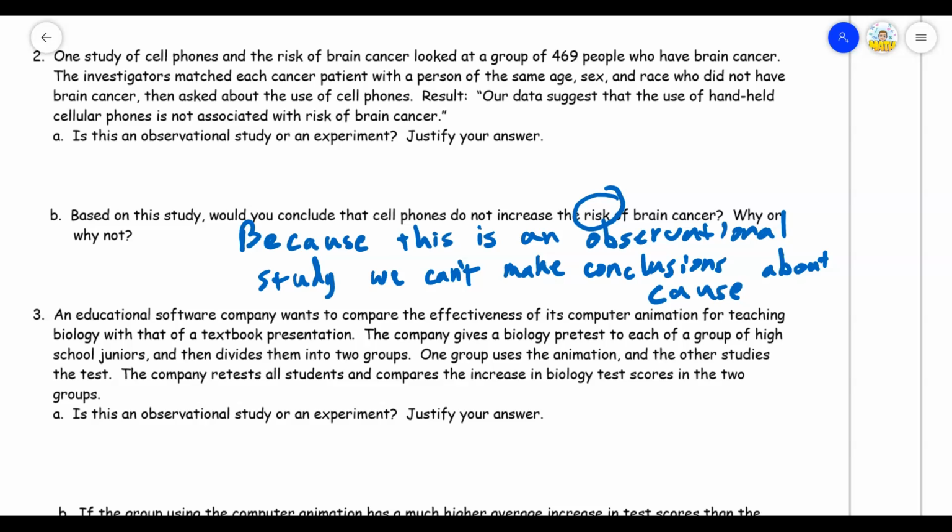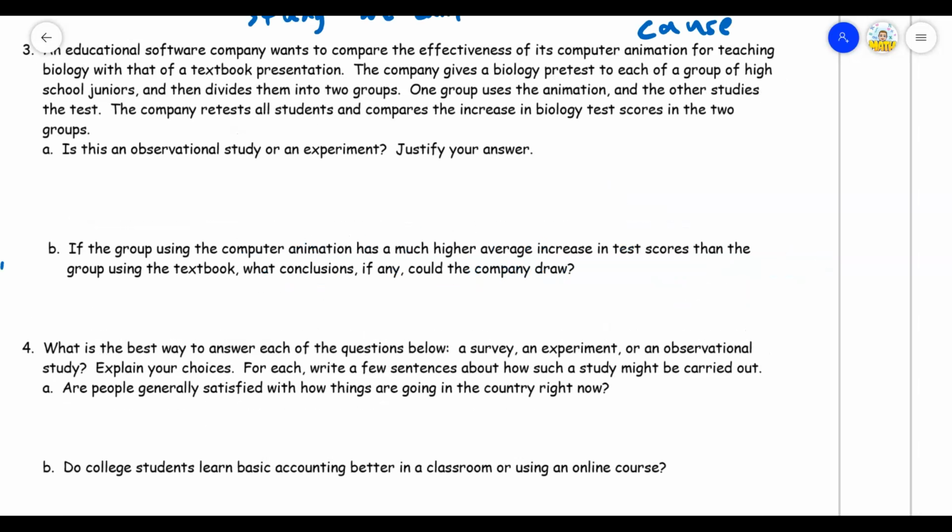Okay, so let's look at number 3. Here we have an educational software company. They want to compare the effectiveness of its computer animation for teaching biology with that of a textbook presentation. So the company gives a biology pretest to each of a group of high school juniors and then divides them into 2 groups. One group uses the animation and the other studies the text. The company retests all students and compares the increase in biology test scores in the 2 groups. Is this an observational study or an experiment? Let's answer that first.